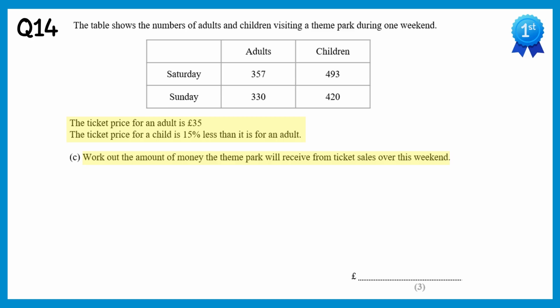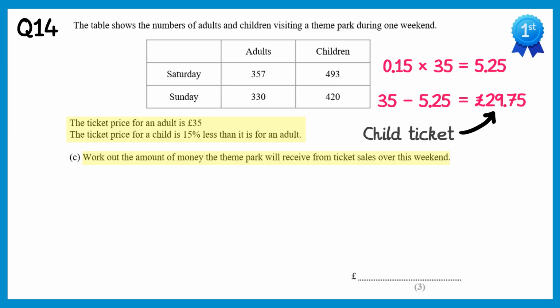So that's going to be 0.15 for the 15% times the £35 for the ticket. And that gives you £5.25. That means we need to take £5.25 off the £35. So £35 take away £5.25 gives you £29.75. So this number here is the price of a child ticket.